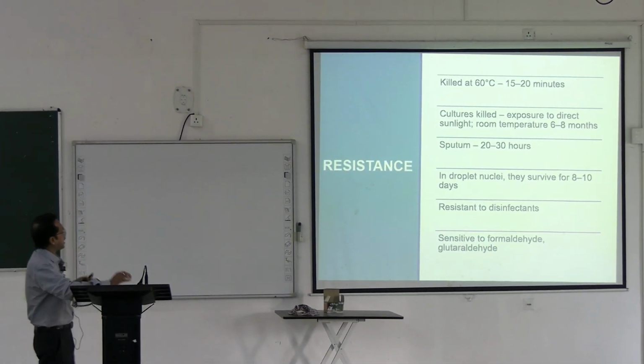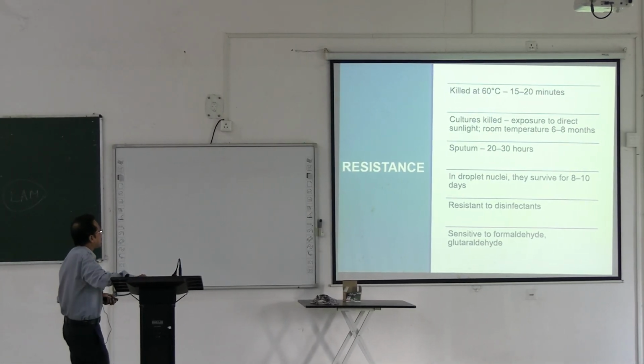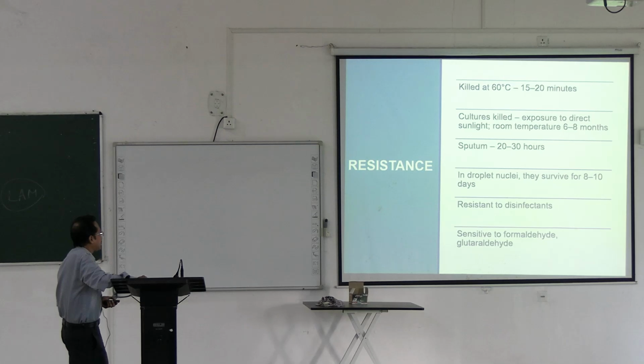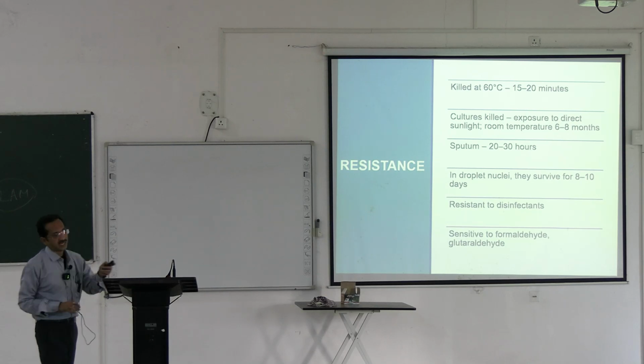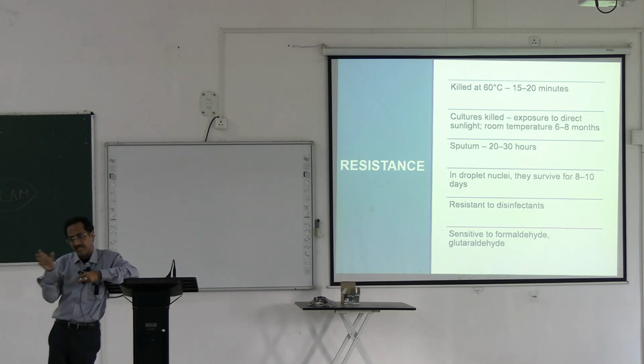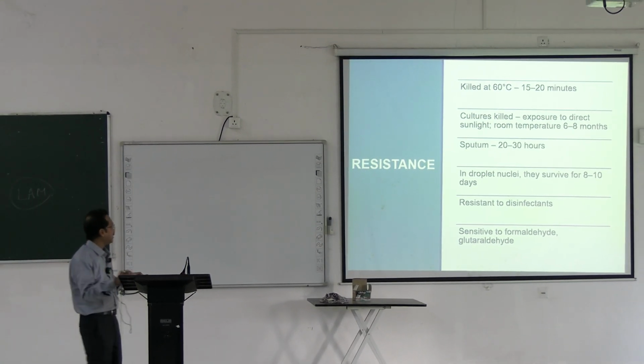It can be killed at 60 degrees centigrade in 15 to 20 minutes. Cultures are killed when exposed to direct sunlight; at room temperature they survive 6 to 8 months. Sputum can keep the bacilli alive for 20 to 30 hours. Droplet nuclei survive for 8 to 10 days. They are resistant to disinfectants, sensitive to formaldehyde and glutaraldehyde. That's why after staining you should discard the slide not in hypochlorite but in 5% phenol, because otherwise if the TB bacilli survive, they can be sprayed.